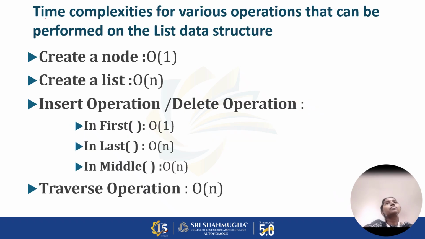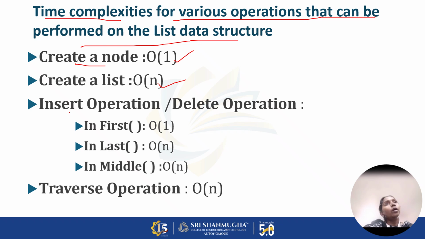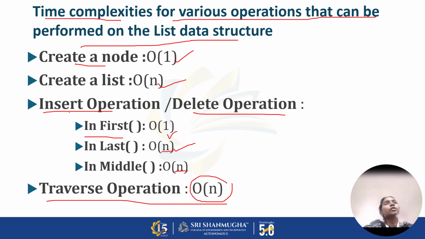The time complexity for various operations that can be performed on the list data structure: if you create a node, that means O of 1, and if you create a list, that means O of n. For the insert operation or delete operation, at first it is O of 1, and at last it is O of n. We know the first element, and if we don't know the last element, we consider it O of n, and for a middle element also we consider O of n. The traverse operation is defined as O of n. So these are the kinds of operations.